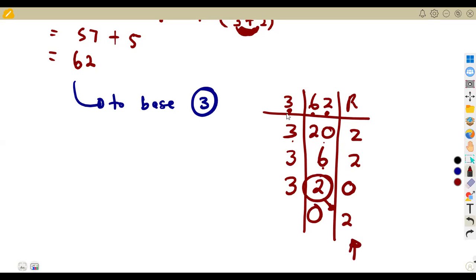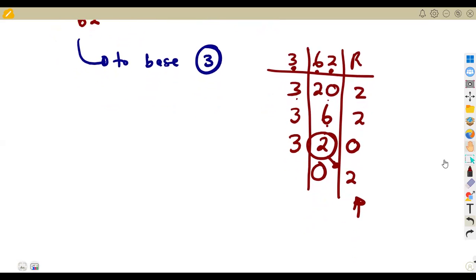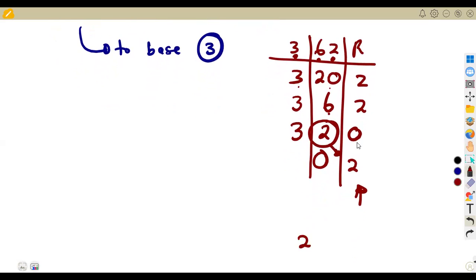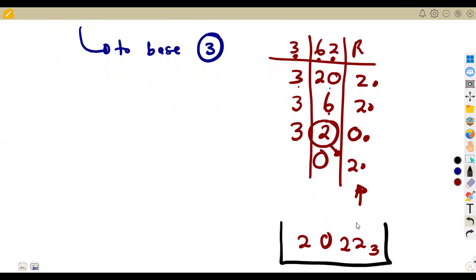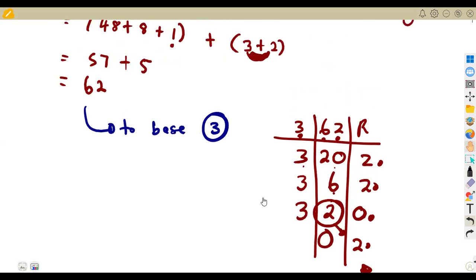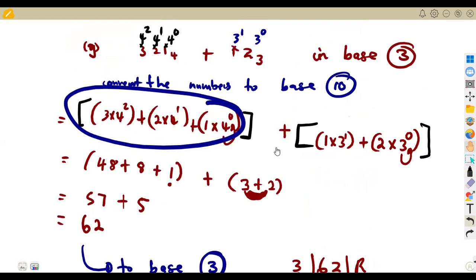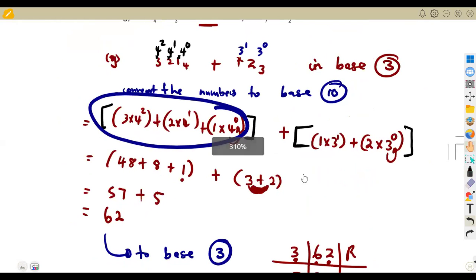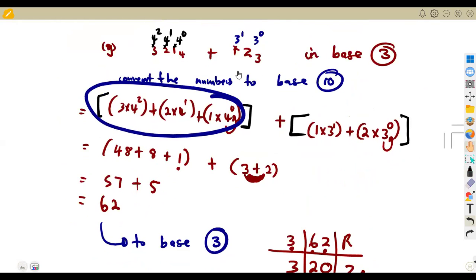So the answer in the base of 3 is going to be given as what? Remember, the answer taken from the bottom is going to be 2, 0, 2, 2 in base 3. So this is going to be our final answer in base 3. So like I said, I want you to try these questions. For this one, G, try by working out in base 3. Convert everything to base 3.